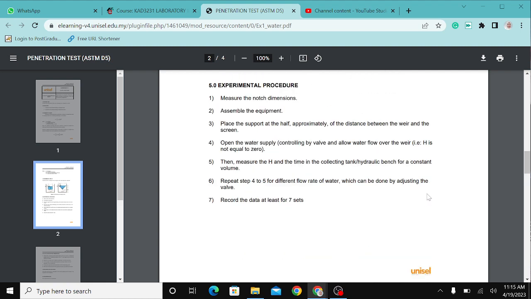So what is the procedure? First, measure the notch dimension, assemble the equipment, and check the support at the half. Then open the water supply, measure the H and the time in the collecting tank or hydraulic bench for a constant volume. Then repeat the two steps before this, step number 4 and 5, and record the data for at least 7 sets.